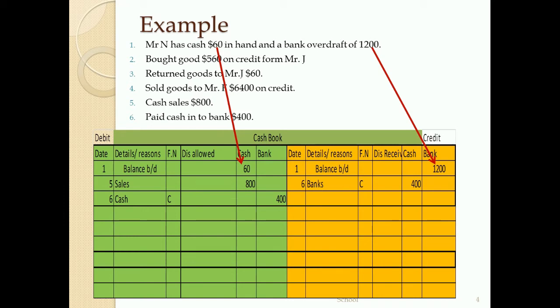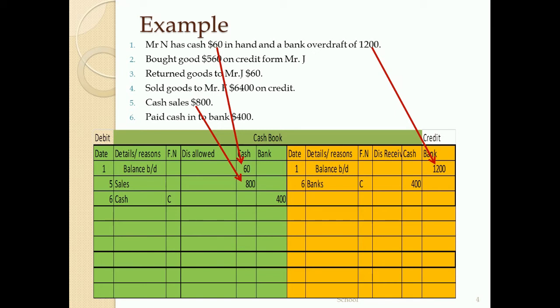So transactions number 2, 3 and 4 don't have any concern with your cash book, not recorded over here. Rather, fifth entry, that is your cash sales, that is 800. So your cash account should be debited with this, and the second fact definitely goes to your sales account in your nominal ledgers.